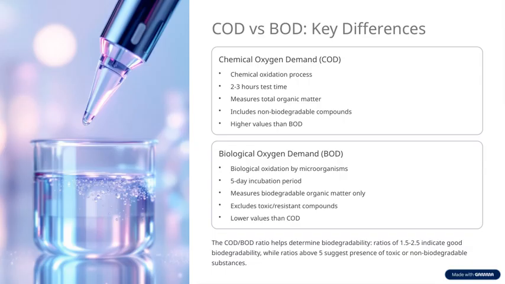This ratio helps us understand how biodegradable the organic matter in a sample is. Generally, a ratio between 1.5 and 2.5 indicates good biodegradability, meaning the organic matter can be easily broken down. On the other hand, ratios above 5 suggest that the sample contains toxic or non-biodegradable substances, which could be problematic in wastewater treatment. Understanding these differences is crucial because it helps us assess the nature of the wastewater and determine the most effective treatment approach. Both tests complement each other and provide valuable insights into organic pollution and its potential impact on the environment.